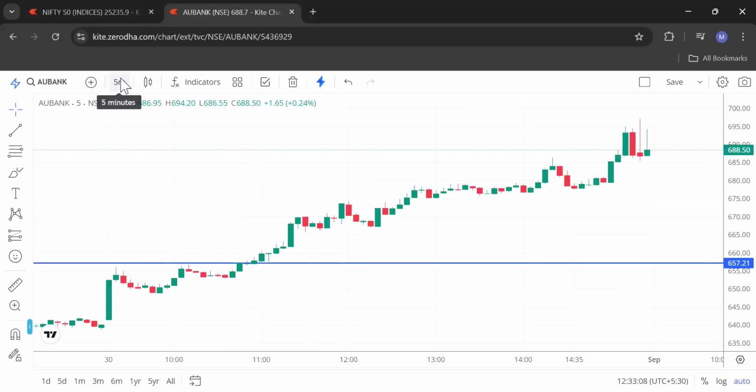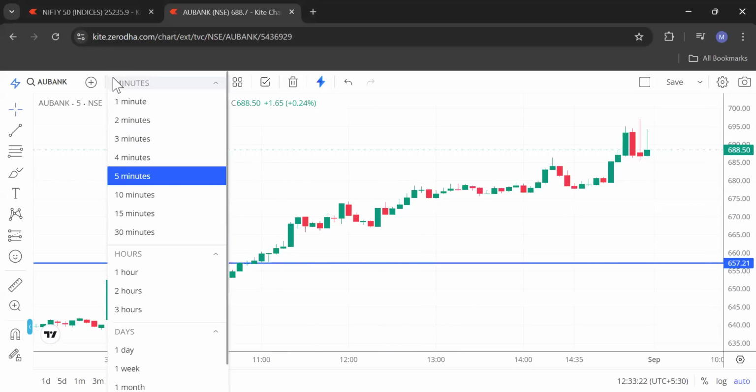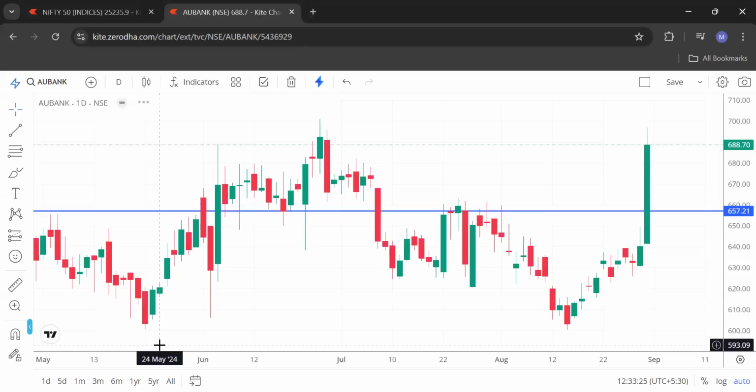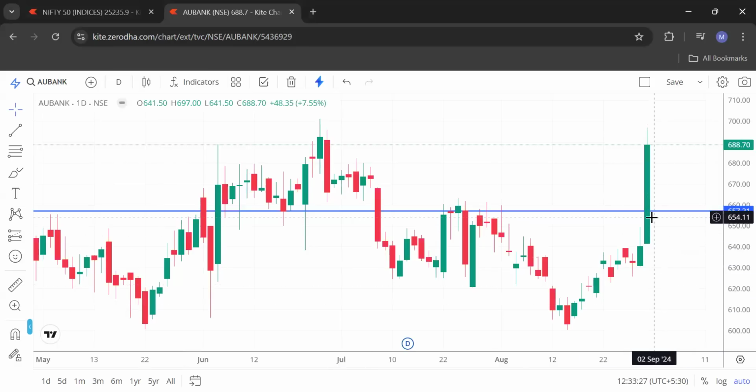Now let's check whether yesterday, that is on Friday, 30th of August, in AU Bank equity, the price went above 657.21, and whether it was above the last 5 days high. You can see, counting 5 days from the last day, 1, 2, 3, 4, 5. So it had broken above the last 5 days high, and then you got the entry.